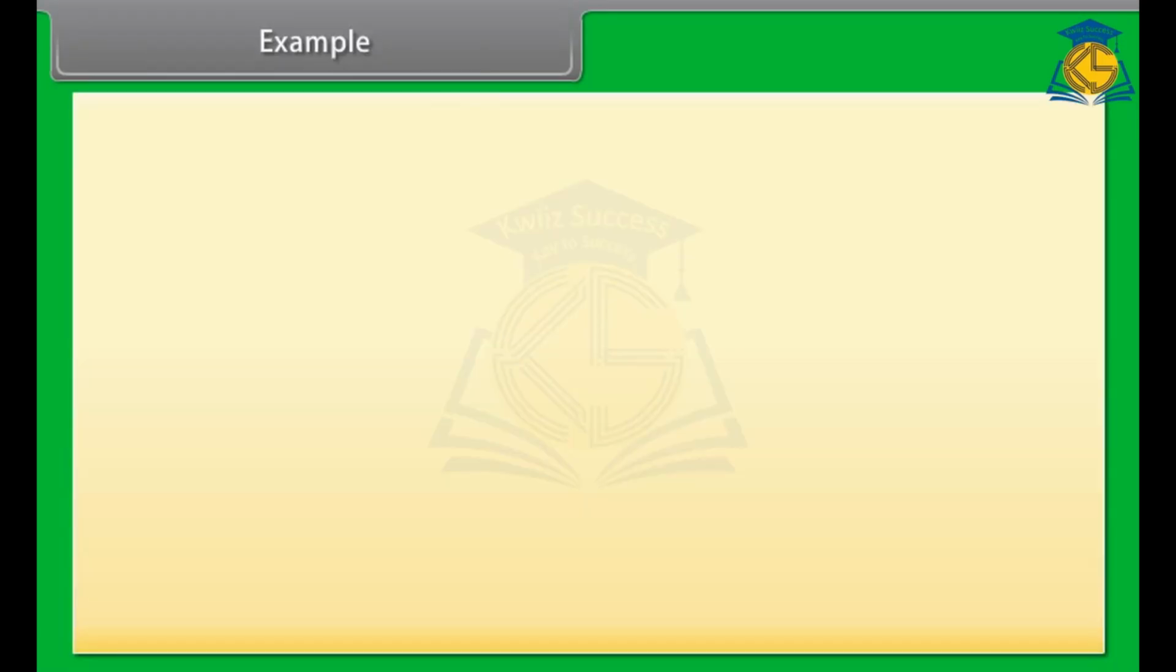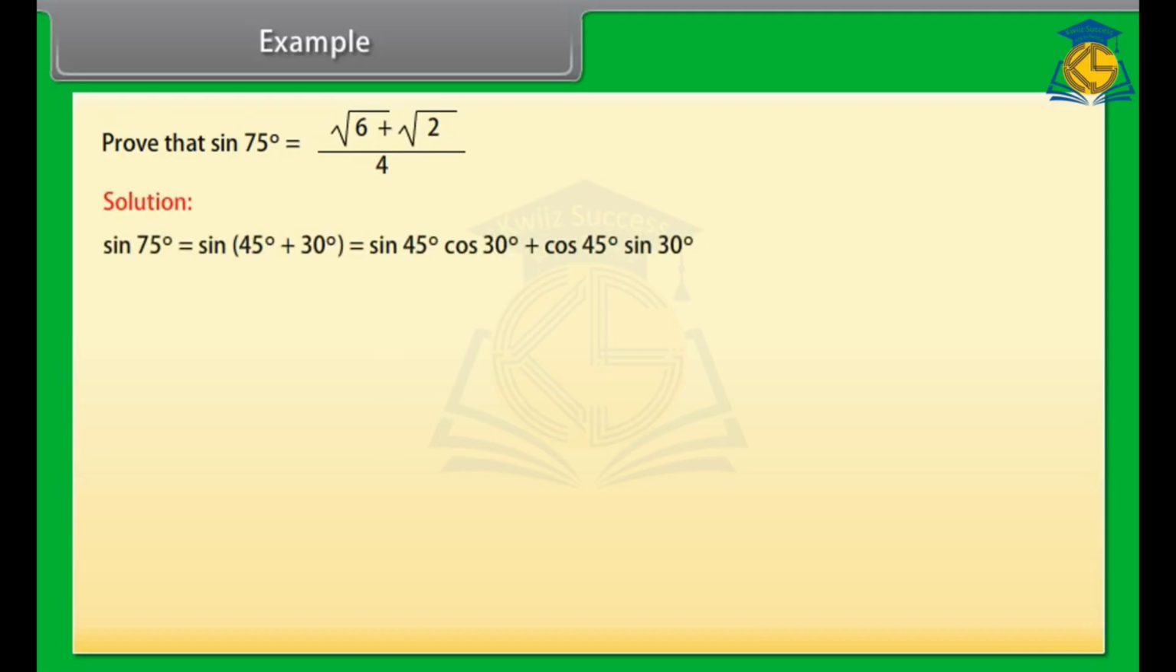Example. Prove that sine of 75 degree is equal to (under root 6 plus under root 2) by 4. Solution. Sine of 75 degree is equal to sine of (45 degree plus 30 degree). That is sine 45 degree into cos 30 degree plus cos 45 degree into sine 30 degree.